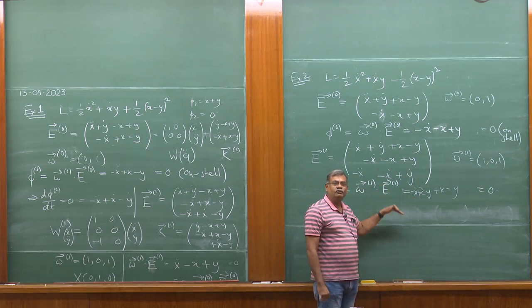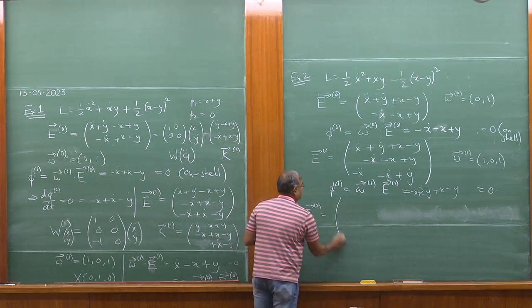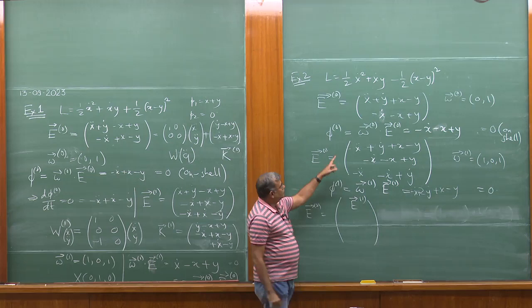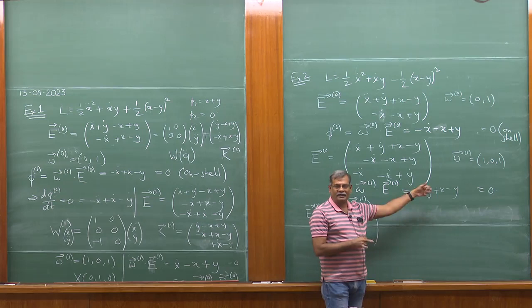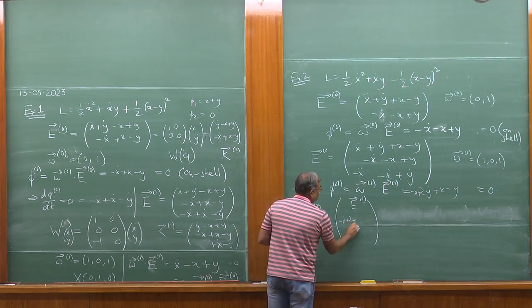So now you will get an E2, which will essentially be E1, this 3x2 matrix that you had, followed up by a new row, which will be just the derivative of this. Again, the logic is the same. If this has to be 0 not only at one time, it has to be 0 at all times. So what does it give you? It gives you minus x double dot plus 2y double dot plus x dot minus y dot, right?